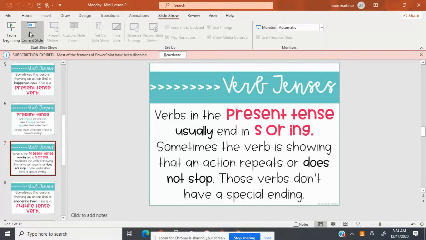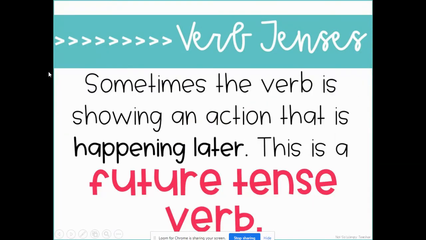Let me go from the current slide. Sometimes the verb is showing an action that is happening later or it's to come, and that is the future tense. Okay, so in our book, we're going to write down future tense verb.